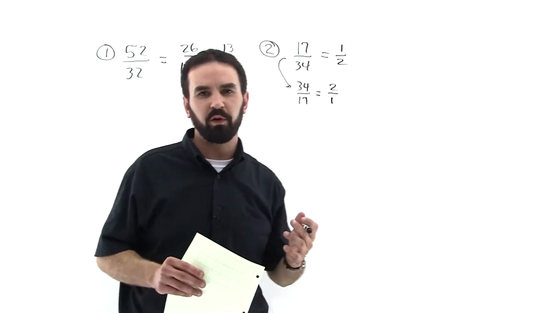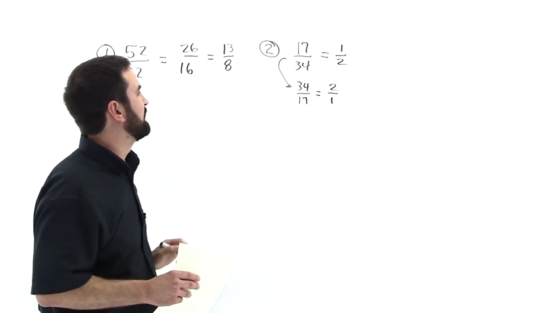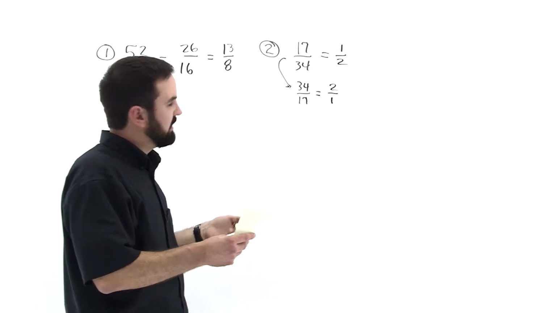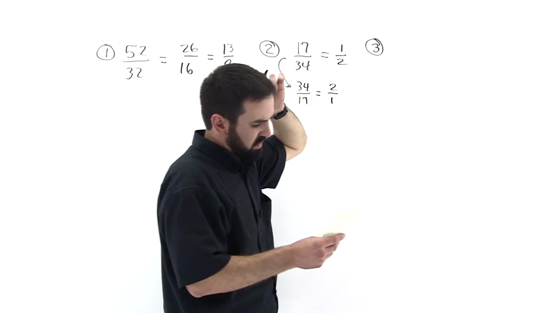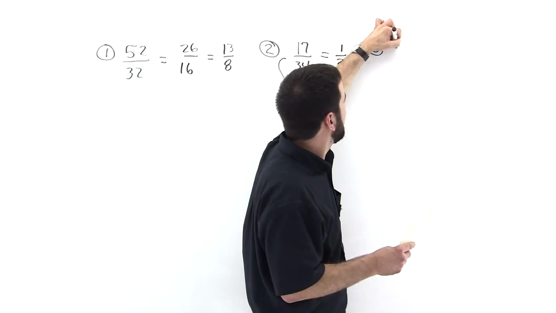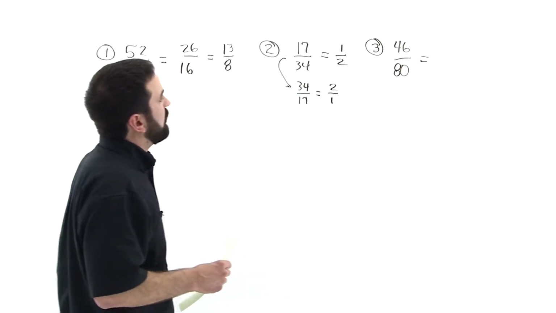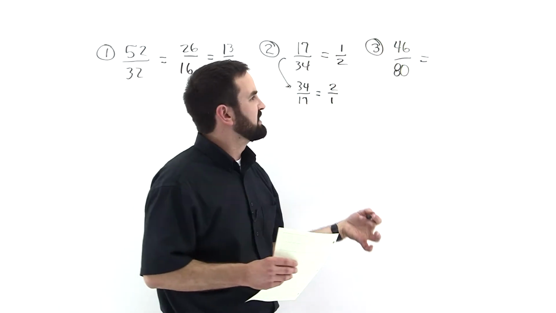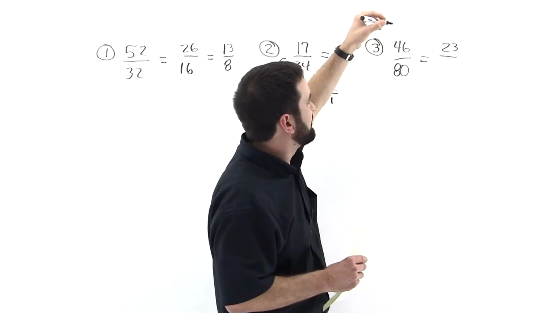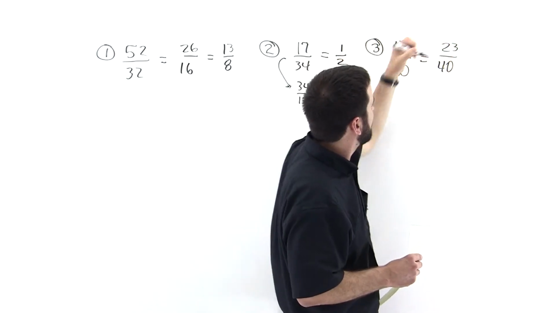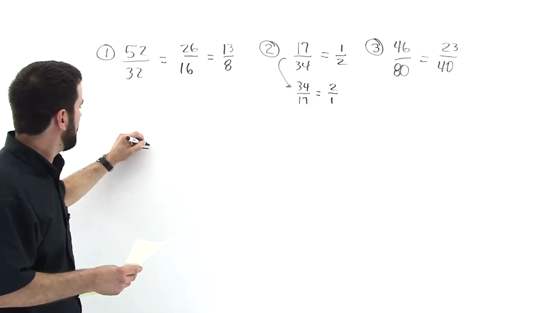So that works with any situation, with any scenario such as this. And then number 3. Well, let's look at 46 over 80. Each of those is divisible by 2. 46 divided by 2 is 23, and 80 divided by 2 is 40. So 23 over 40.